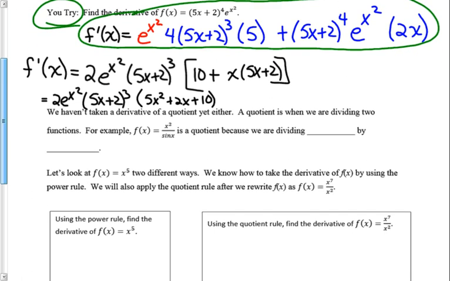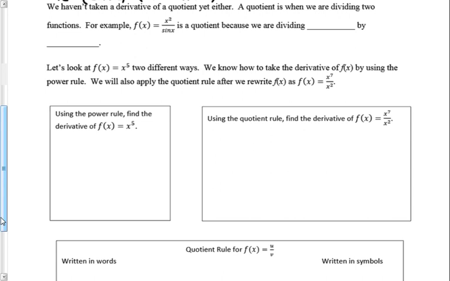Continuing on, we did a product rule just now whenever we have a product of two functions, but what we haven't done yet is a quotient. Quotient is when we're actually dividing two functions. So now I have f of x is equal to x squared over sine of x. This one is a quotient because we are dividing x squared by sine of x.